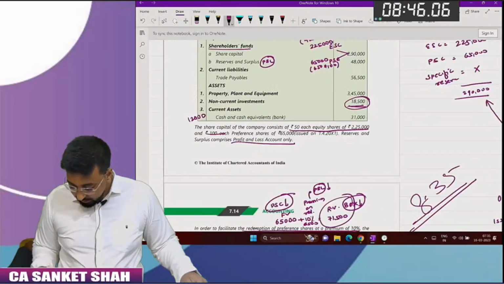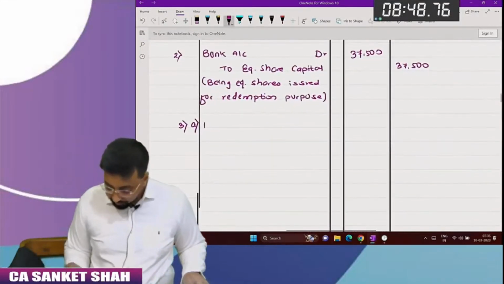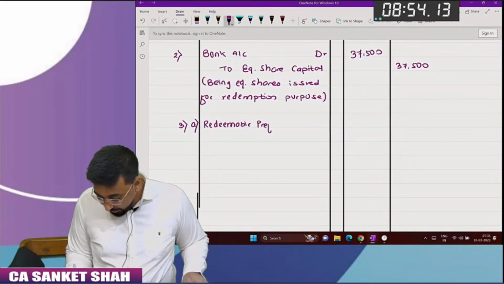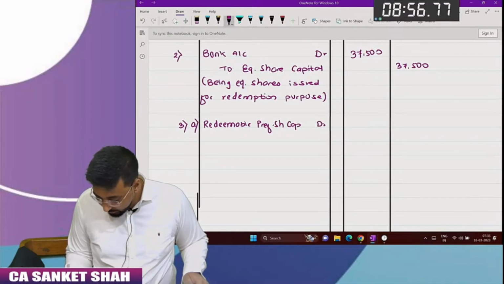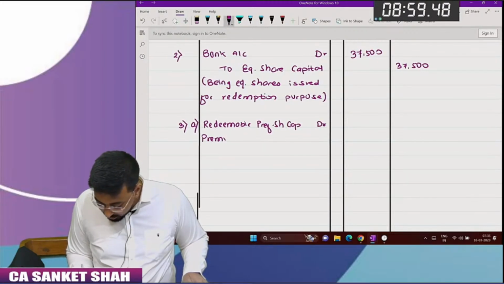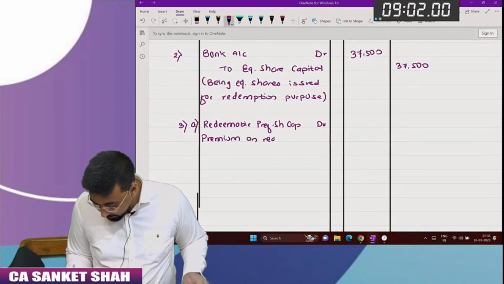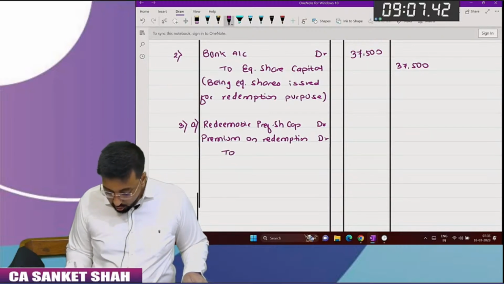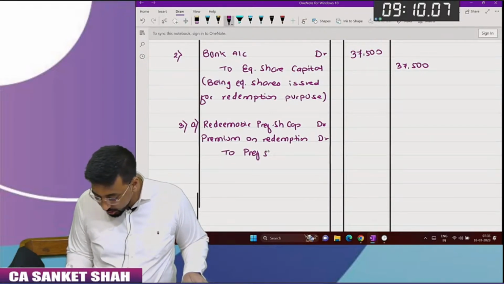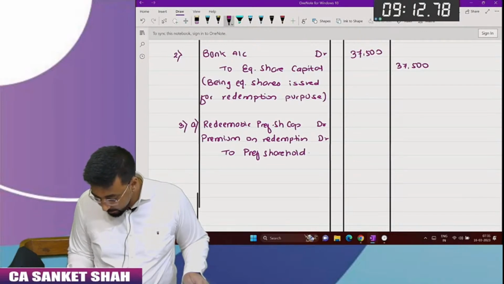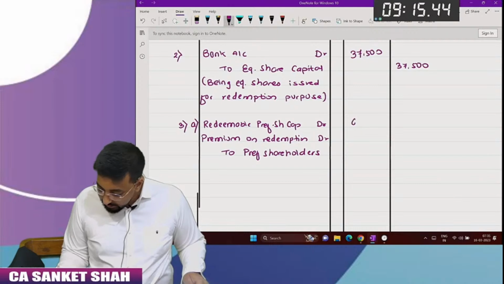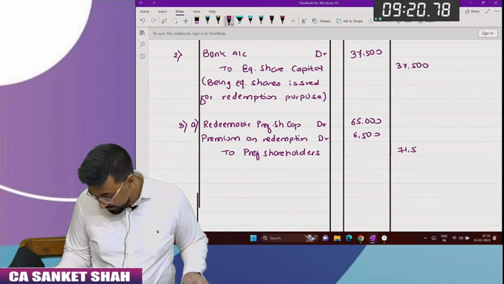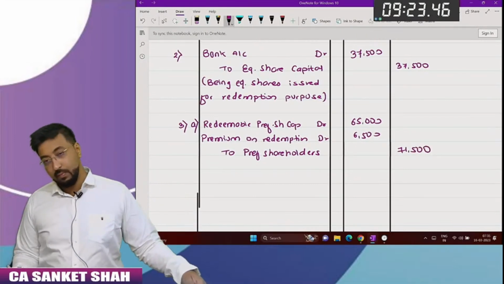Redeemable preference share capital account debit. Premium on redemption account debit, that is the excess amount. So beta, you are already aware about all these entries. To preference shareholders. 65,000, 6,500, 71,500. What is the entry?